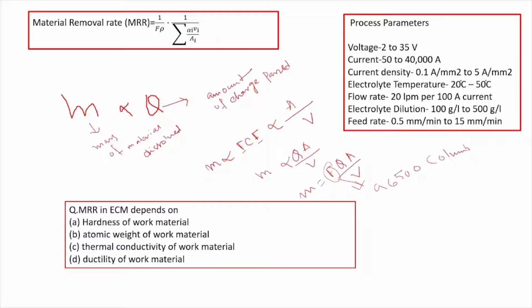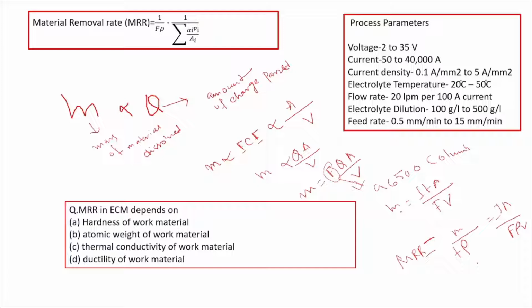So you have to remember all these derivations. We can write M equals I into T into A divided by F into V, where I is the current. We can further derive MRR equals I into A divided by F into rho into V, where I is current and rho is the density of the material.